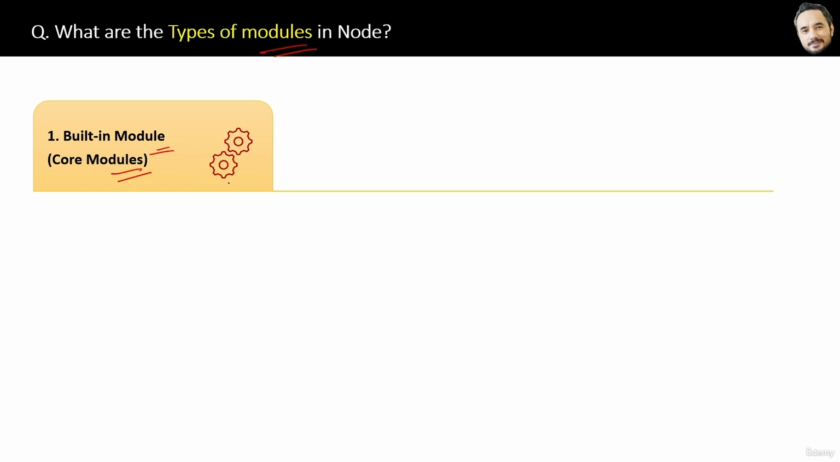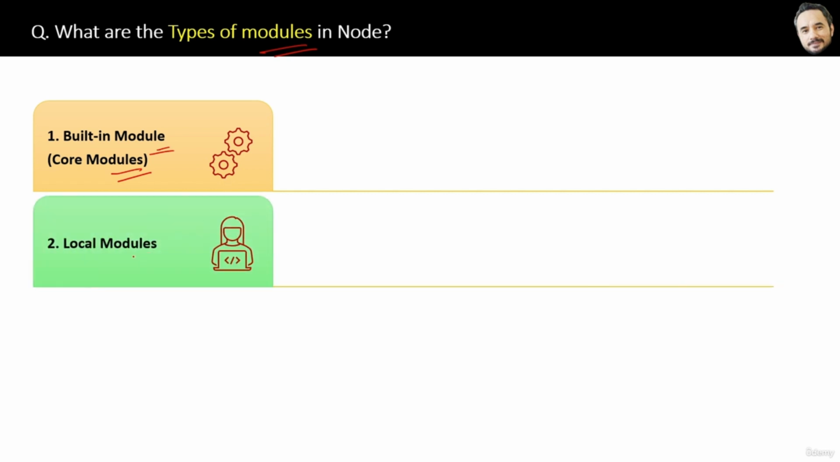Second type of modules are local modules. These are user-defined modules which developers have to develop as per their project requirements. Then we can create these modules and export their functions, so that other files in our project can also use them.